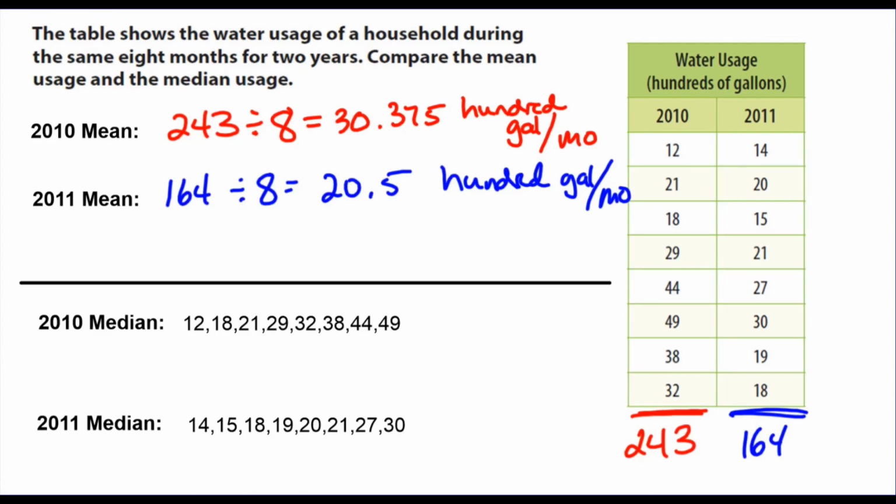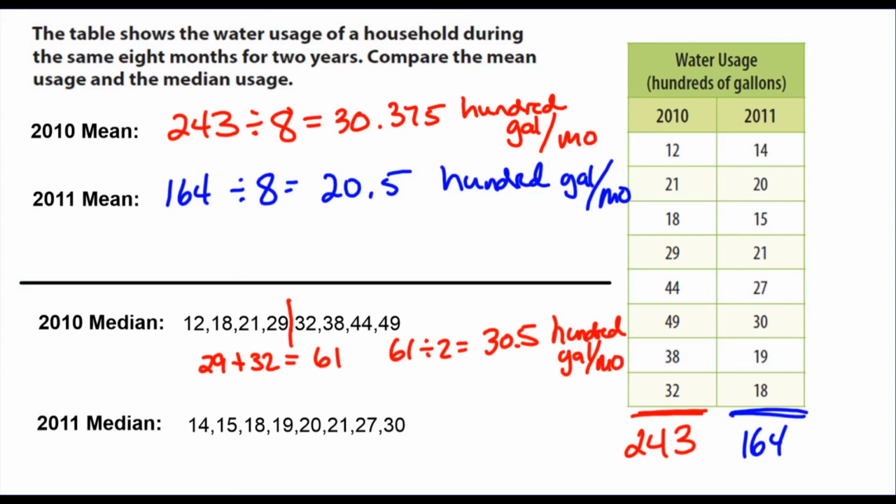For the median, I put all of the usage in 2010 in order from least to greatest. And since there are 8 months, there's going to be 4 to the left and 4 to the right. And so here's the middle. And again, there is no number right in the middle. So I would have to find the average of 29 and 32. I would add them together, and that gives me 61. 61 divided by 2 is 30.5 hundred gallons per month for the median.